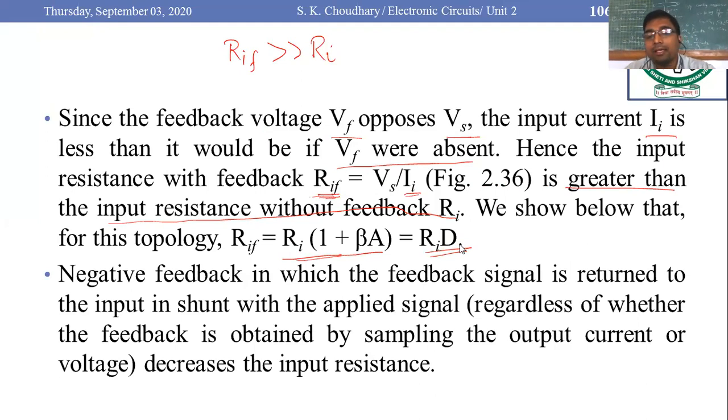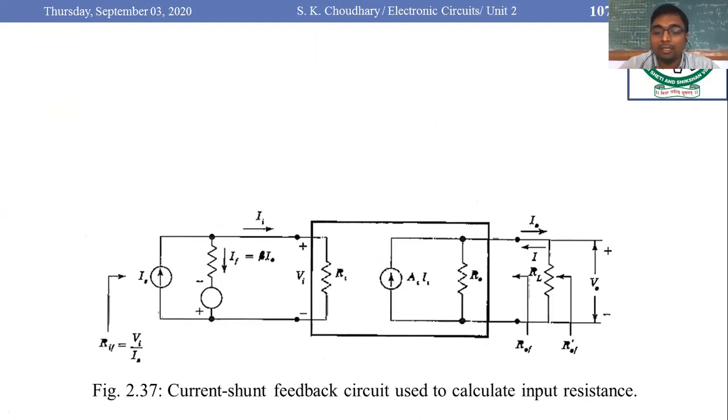So in negative feedback, we have seen that where the feedback signal is returned to the input in a series manner, it increases the input resistance. Now the second case: if your feedback signal is returned to the input in shunt, or in parallel to the applied signal, it decreases the input resistance. When you return the feedback signal in shunt with respect to the applied signal, your input resistance decreases. So it develops the opposite effect as compared to the series return.